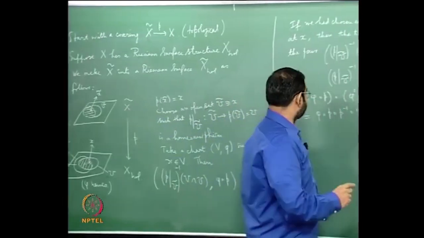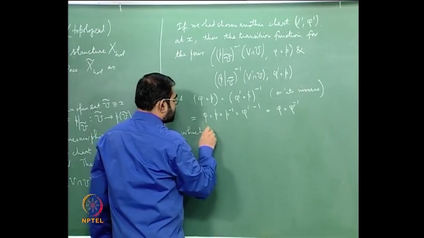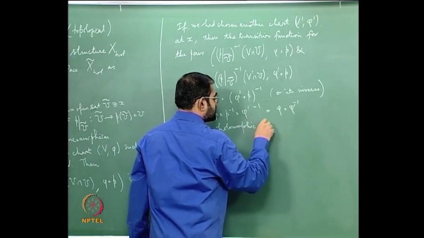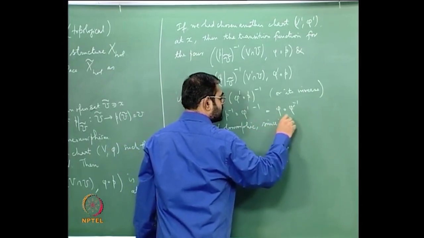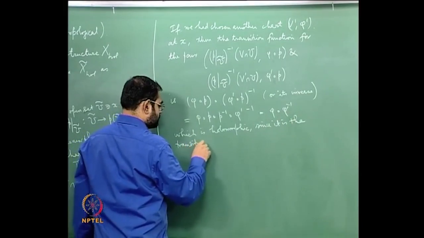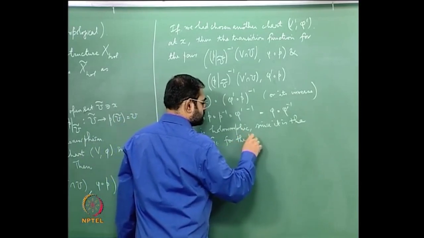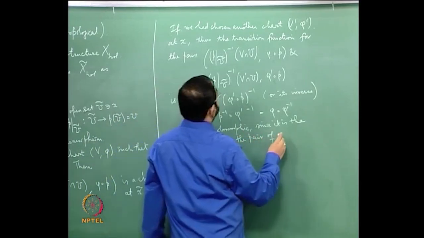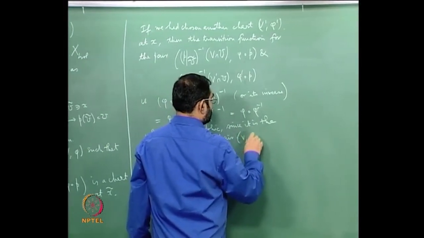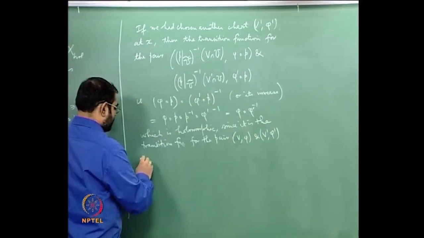So which is holomorphic, since it is the transition function for the pair of charts, the pair v comma phi and v prime comma phi prime, which are compatible.